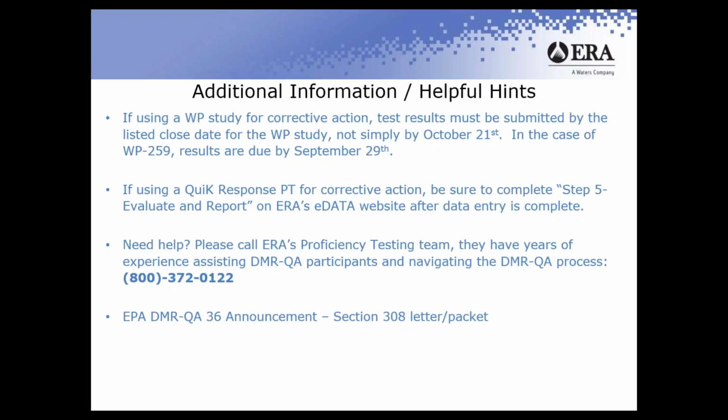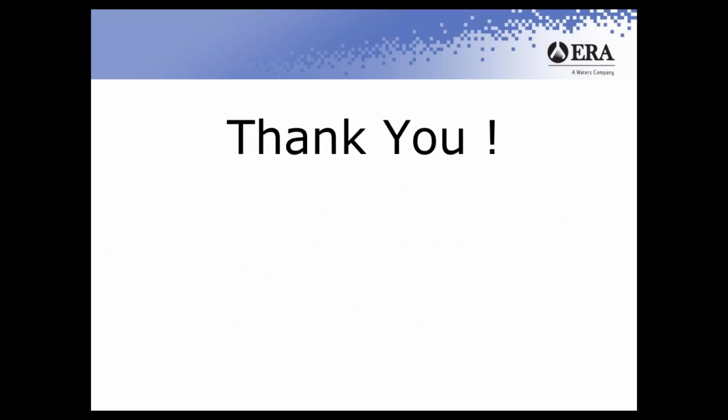If you need help, please call ERA's Proficiency Testing Team at 800-372-0122. We are glad to help with due dates, with reporting of your results, and we can get you in touch with one of our chemists for help troubleshooting your analysis. We also have copies of the EPA DMR-QA 36 announcement letter, the Section 308 letter, listed on our website.